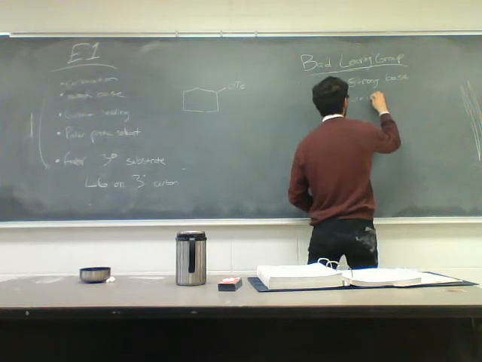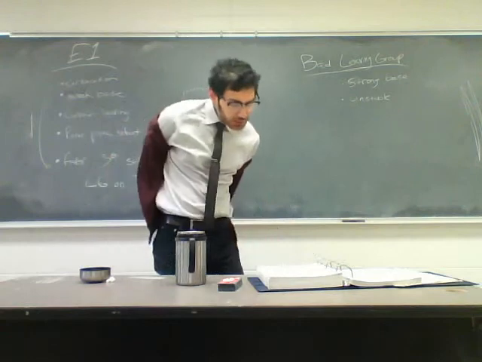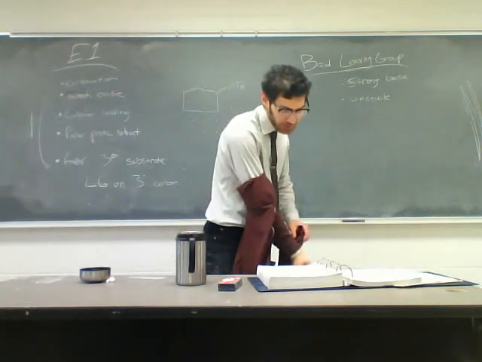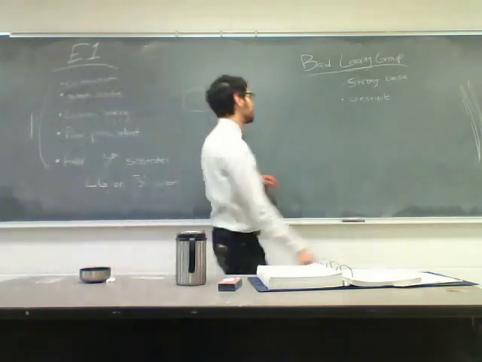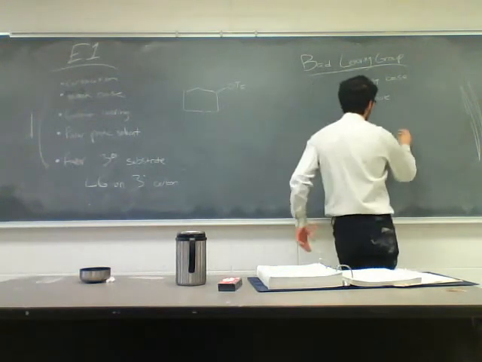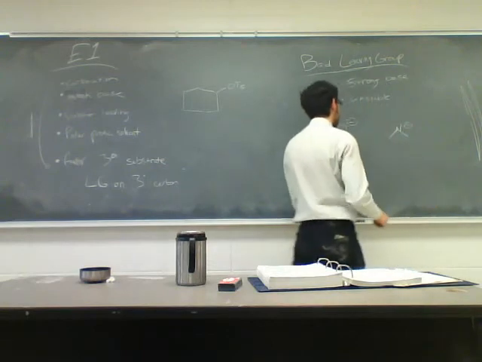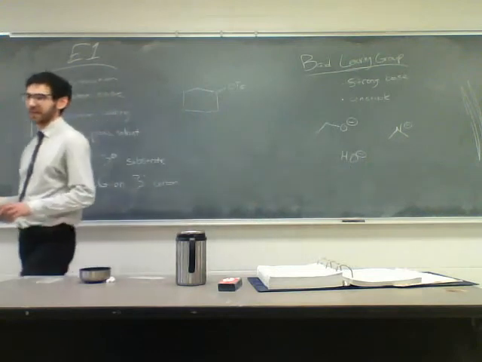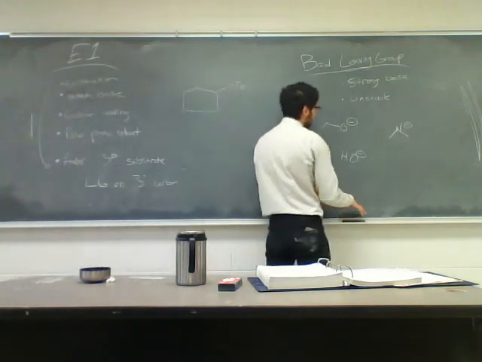Is unstable, and let's just look at some examples of that. So bad leaving groups would be like an ethoxide or any negatively charged nitrogen species or OH minus. These are bad leaving groups. These are guys that are not just going to pop off on their own. And the tosylate is a really great leaving group.